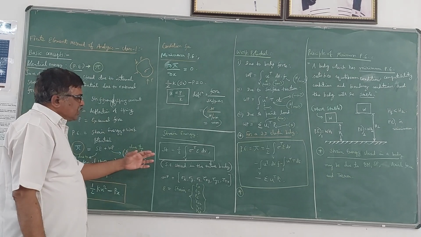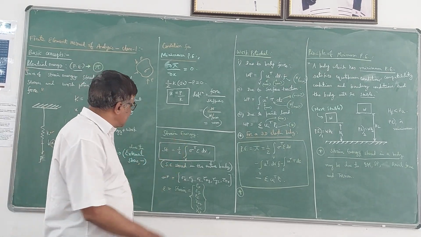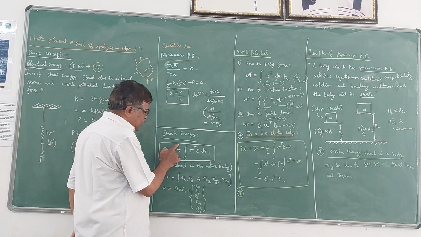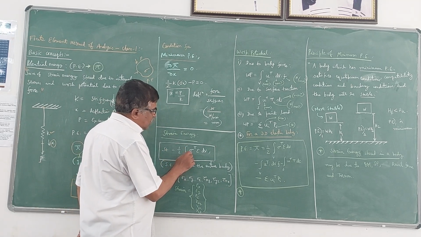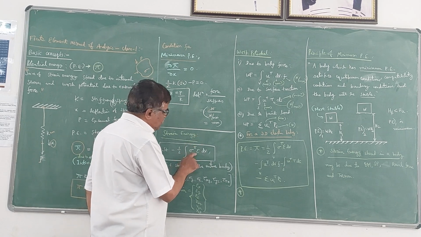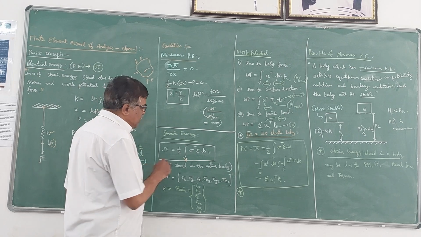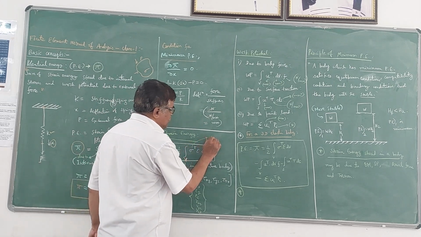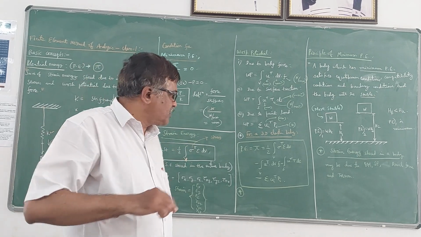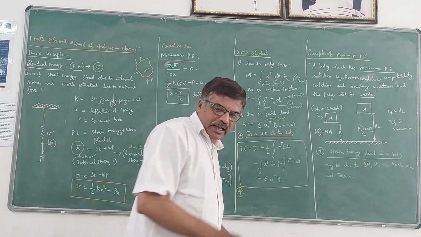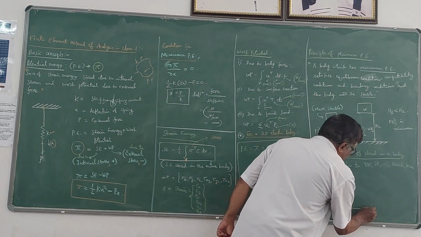Now here, in mathematical form, strain energy can be expressed as half into the integral over V, the volume, of sigma transpose into epsilon into dV. Please note that here sigma is nothing but the stress, linear stress. When you plot a graph of stress versus strain, you are going to get a stress versus strain graph for a material, something like this.